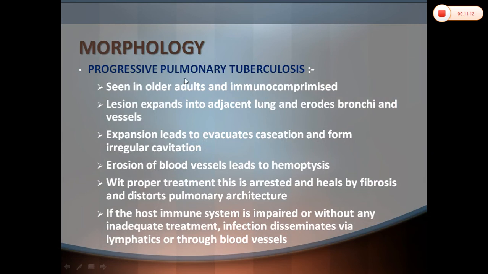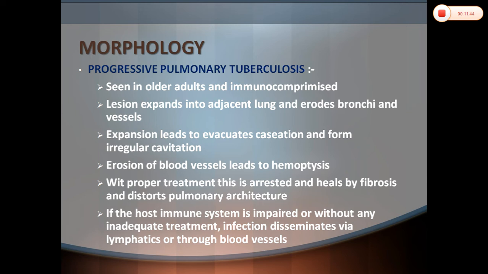And the next type is progressive pulmonary tuberculosis, which is seen in older patients along with immunocompromised patients. In these, the lesion expands into the adjacent lung and erodes bronchi and blood vessels. This expansion leads to excessive caseation and forms irregular cavitations, and the erosion of blood vessels leads to hemoptysis. With proper treatment, there is arrest and it heals by fibrosis and distorts pulmonary architecture.